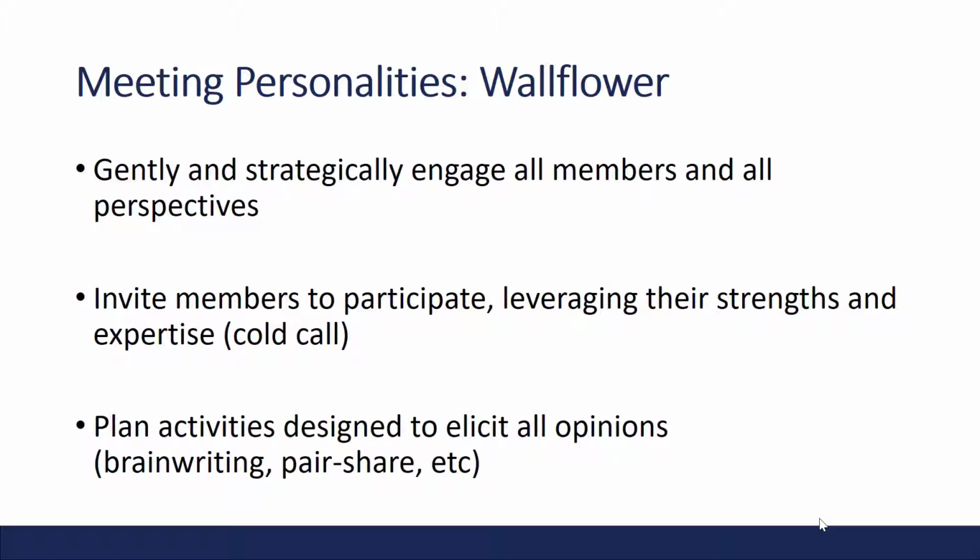In terms of the wallflower, this is someone you want to gently and strategically engage, right? You can invite members to participate by cold calling, and it's important to do that by leveraging someone's strength or specific expertise in an area, if you know they have one. That's a place to make that quieter, more introverted person feel more comfortable participating. And then certainly using activities like brainwriting or pair sharing designed to elicit information, or even take 2 minutes and write something down, lets your quiet person think, write, and then have something they feel confident in saying.